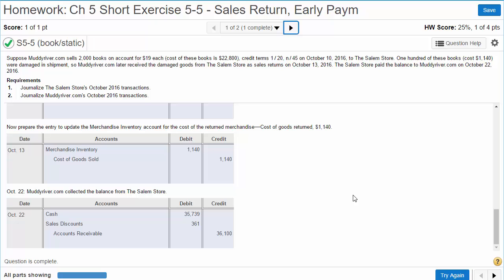And we're done. So this exercise is a really good exercise because it shows you the same transactions from both the buyer's viewpoint, and then in this section we did the seller's transactions.